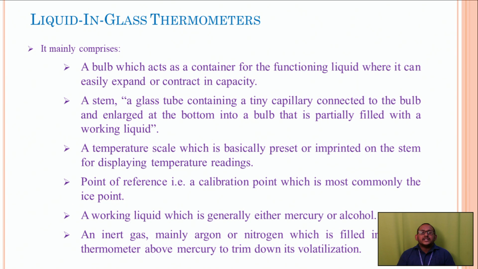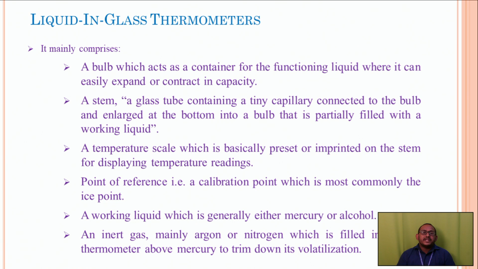Then the stem glass tube will have a capillary type which will be connected to the bulb, and it will be enlarged at the bottom into a bulb, so that the initial stage is a bulged structure. After that, the capillary tube, which is tiny, will be connected to the bulb, which is made up of a glass material.